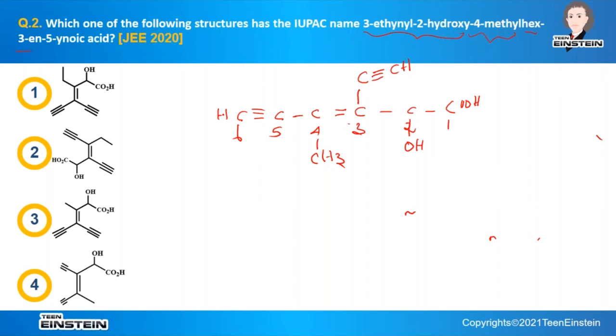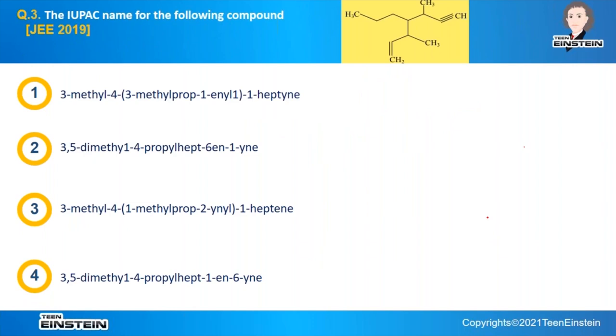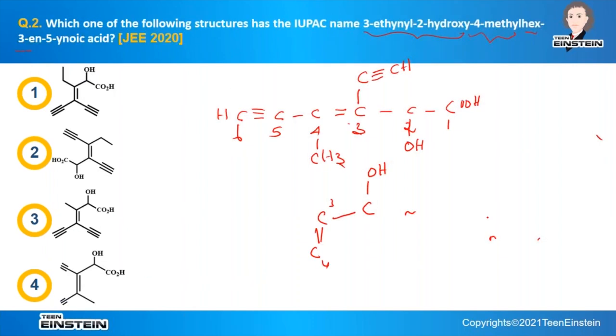Here a carbon double bond carbon, the third and fourth position carbon atoms. Here C with OH, here COOH, and here C triple bond CH, and another C triple bond CH. So the final structure is like this, and the correct option is option number 4.